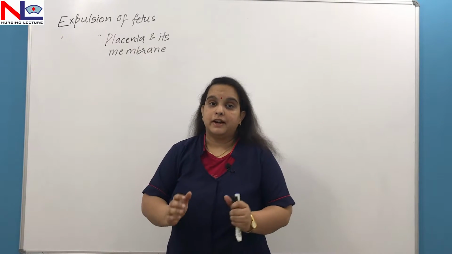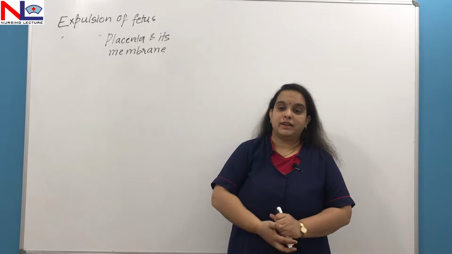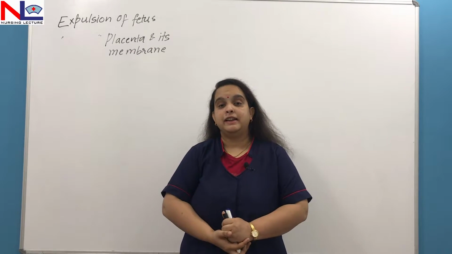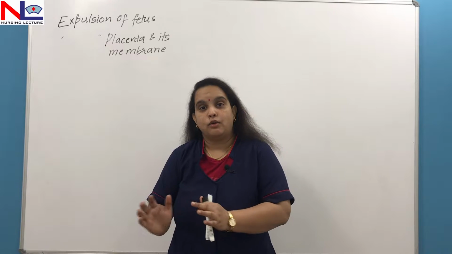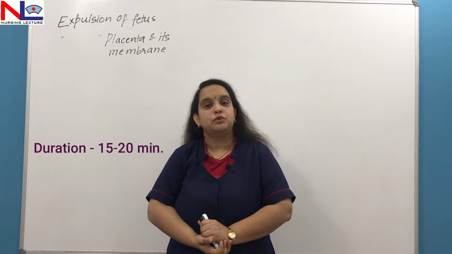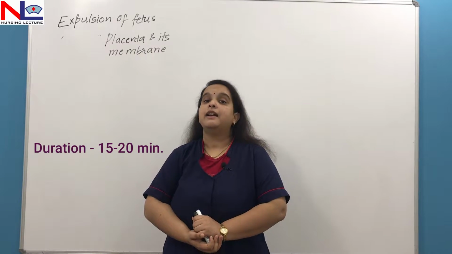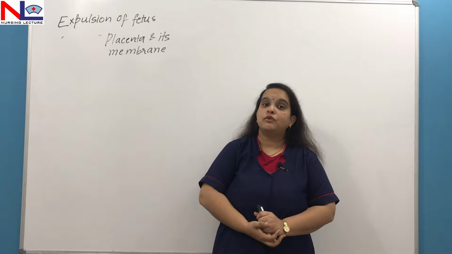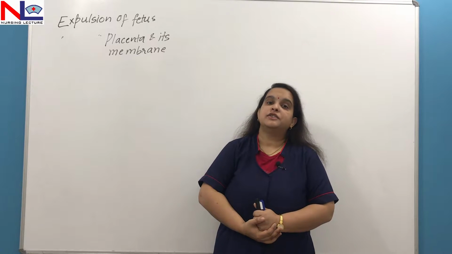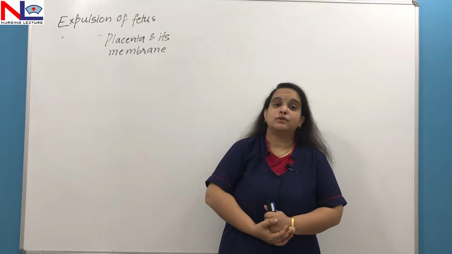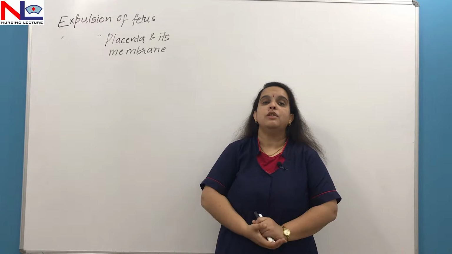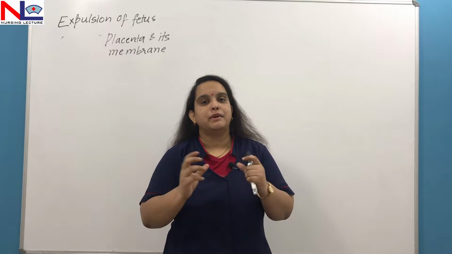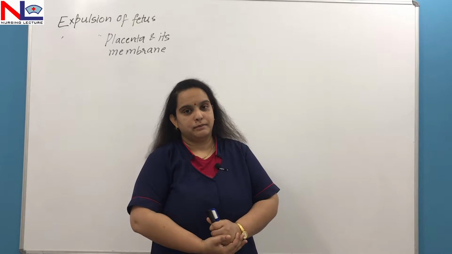So if we are not giving any intervention to a woman and we want the placenta to come out naturally, in this whole process it takes only 15 to 20 minutes to complete, right? But if we want to give intervention and actively manage this third stage, it takes only 5 to 10 minutes to complete this whole process. So within these 5 to 10 minutes the placenta and the membranes are going to come out, right?